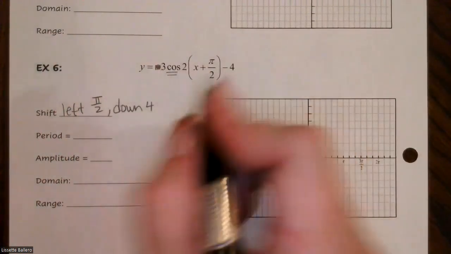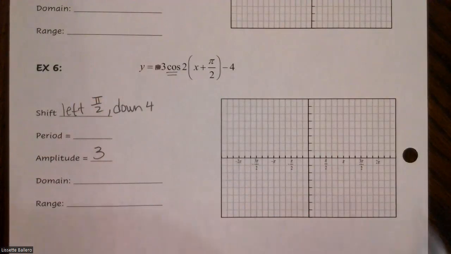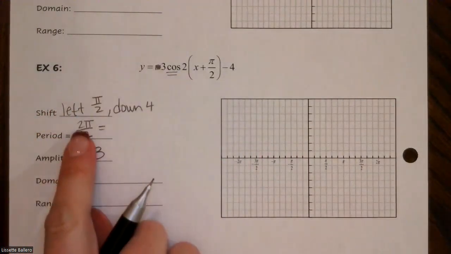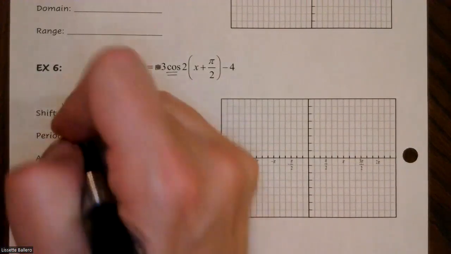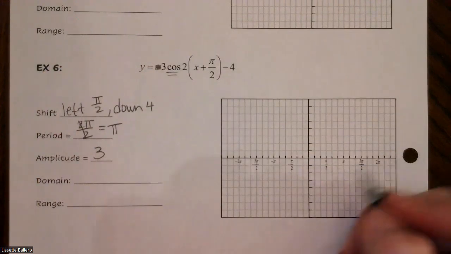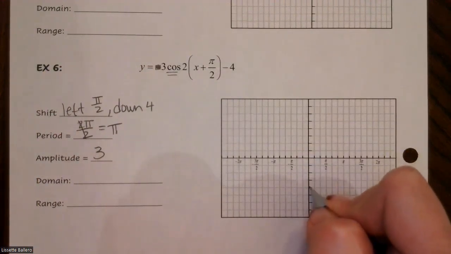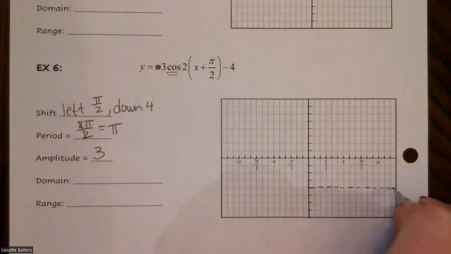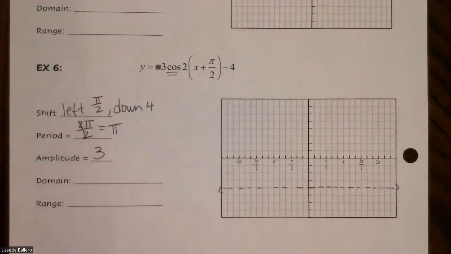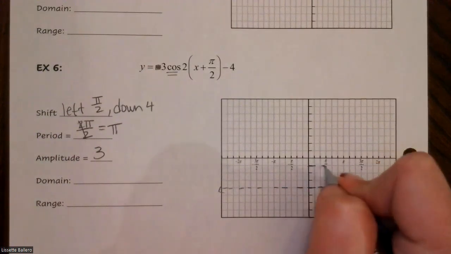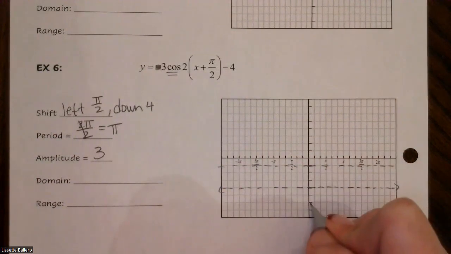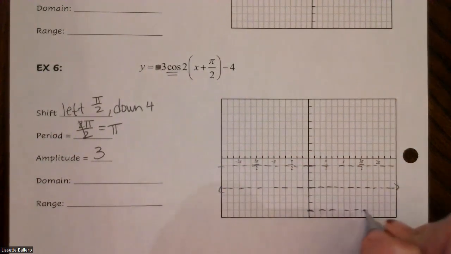We have an amplitude of 3. And then the period here is going to be 2 pi divided by 2. That's our parent function divided by our b value. All right, this went down 4, so 1, 2, 3, 4. And we're going to start with our center right here. Its amplitude is 3. So here's going to be my top values. Here's going to be my bottom values.